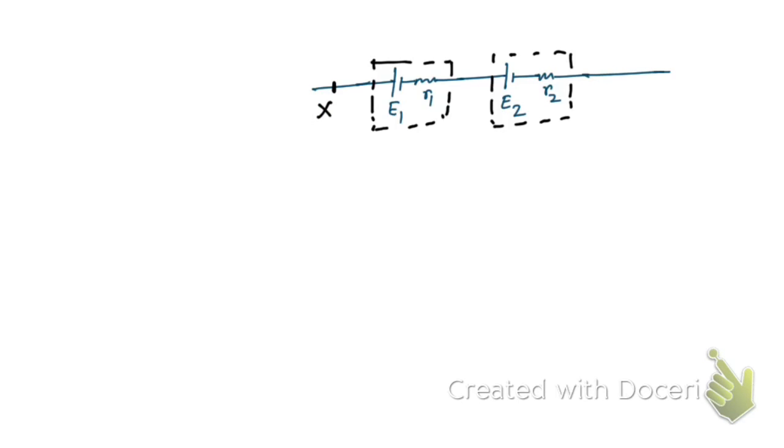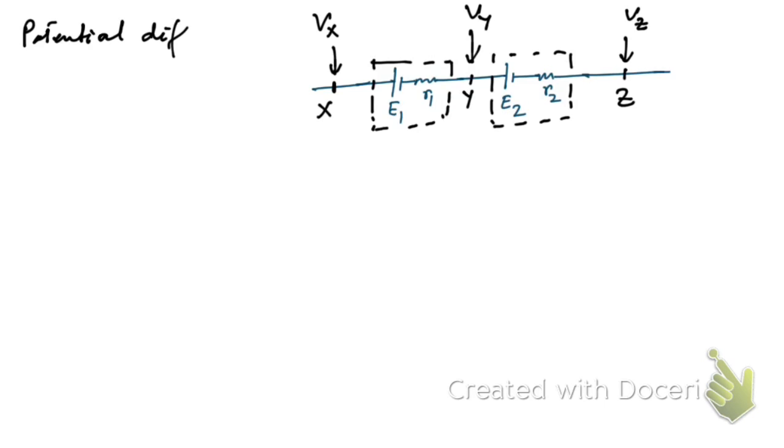This point is suppose X, this point is suppose Y, and this point is suppose Z. The potential at this point is Vx, the potential at this point is Vy, and the potential at this point is Vz. Now you see, the potential difference between X and Y.